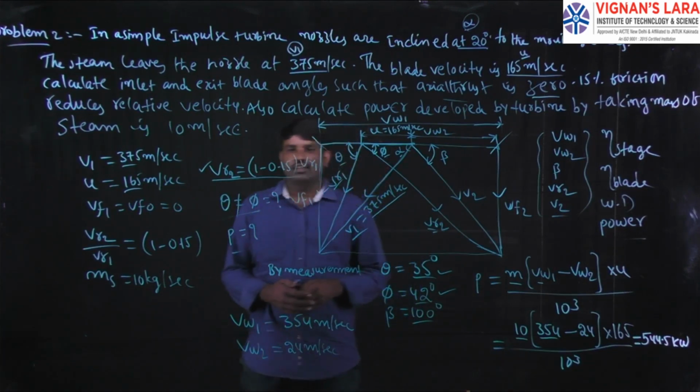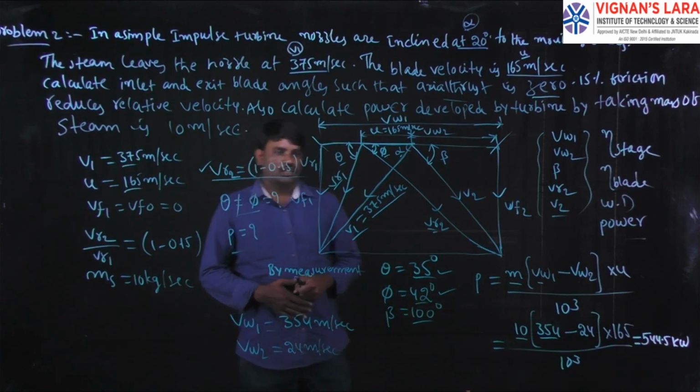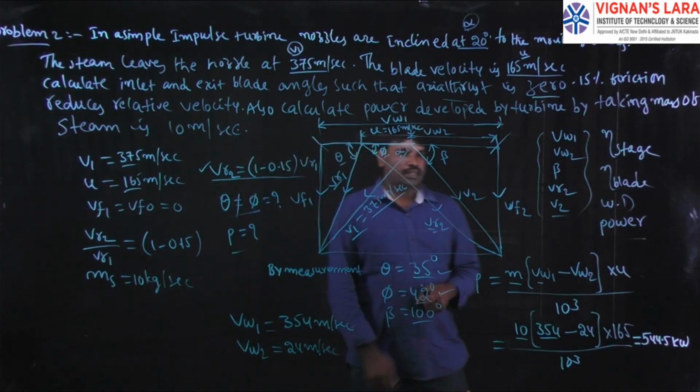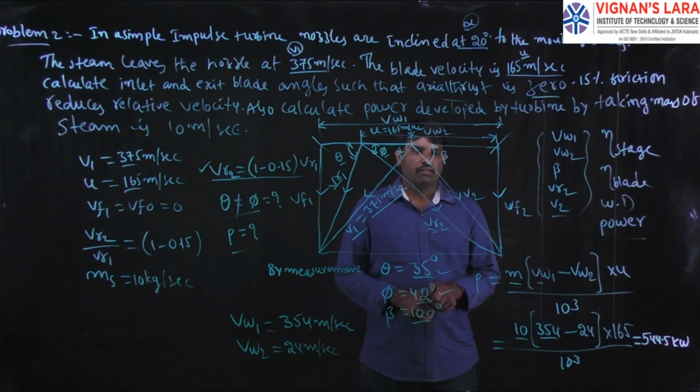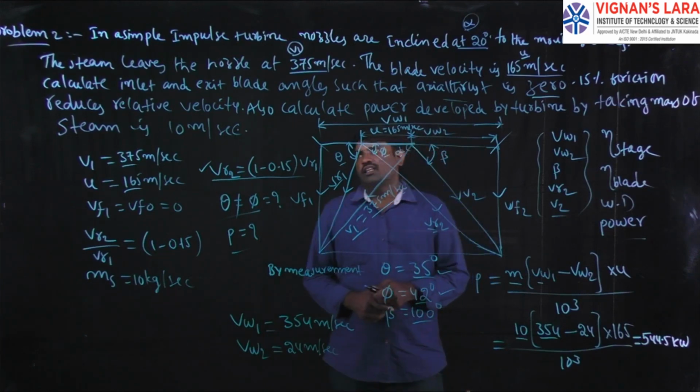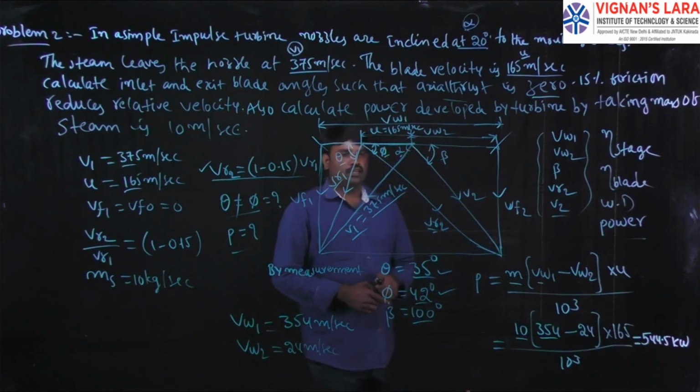You can easily evaluate all the performance parameters of the impulse turbine by drawing the combined velocity triangle. If you know how to draw the combined velocity triangle from the given data, you can easily calculate every performance parameter of the impulse turbine. In that manner you have to solve problems on impulse turbine.